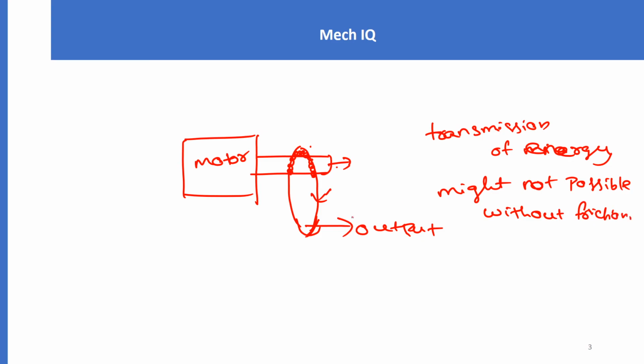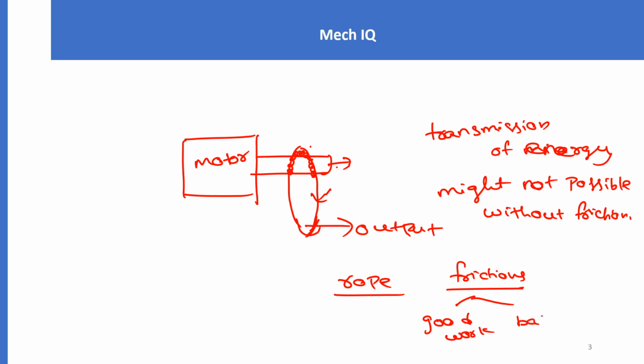This is the case with ropes also. So conclusion: friction acts as good work as well as bad work.